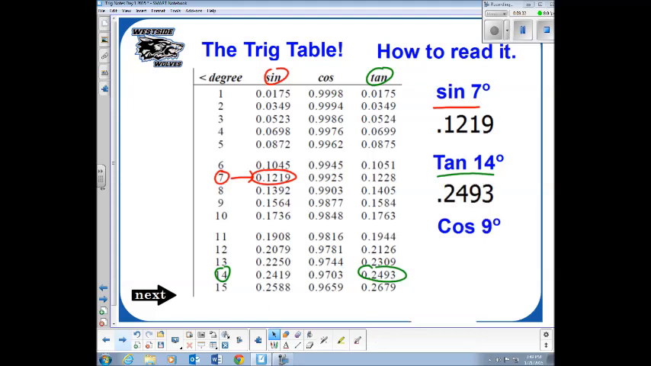And then finally, the cosine of 9. Look on the chart. Find it. Check your answer. It should be 0.9877. So these are decimals that represent this when you have it in a problem.